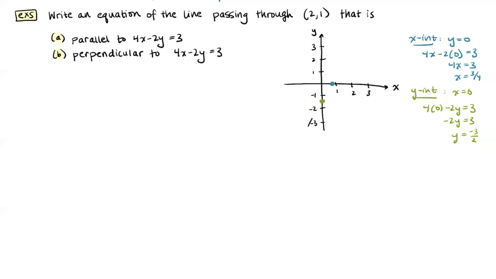If we connect these together, something like this would be the line that we are given. So this is 4x minus 2y equals 3.